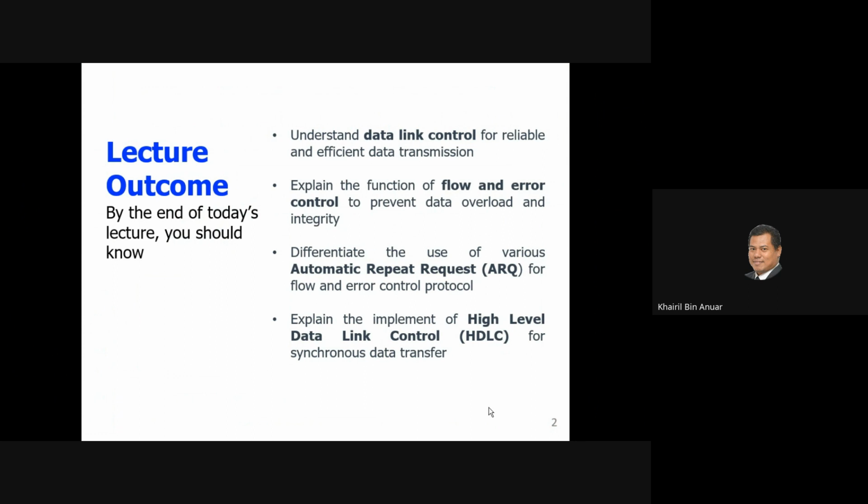chapter, subchapter basically. So what we would like to know is more understanding on the data link control. Okay, why do we need this? Because we need to have a reliable and efficient data transmission. Then another method that we need to have is what we call flow control. So for reliable transmission, we need these two.